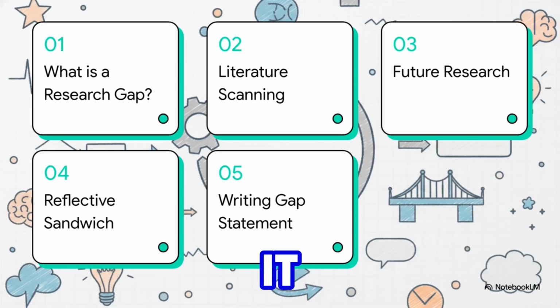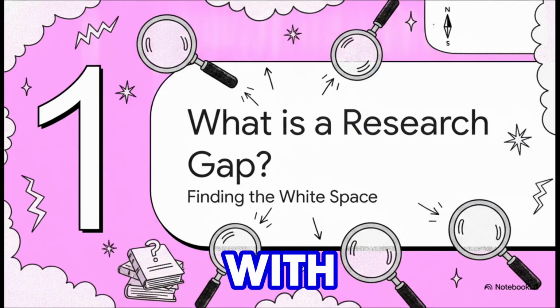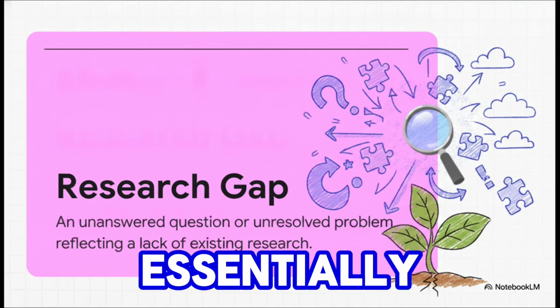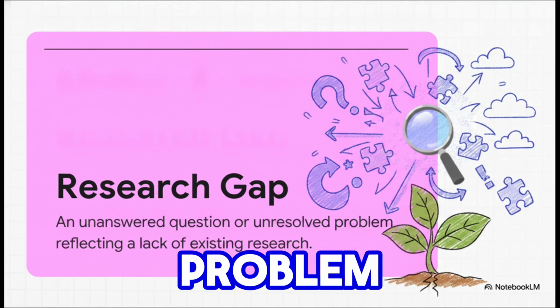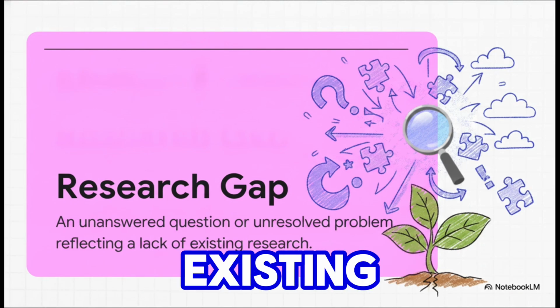Let's get to it. Okay, kicking things off with Section 1, what exactly is a research gap? Before we can go hunting for this white space, we kind of need to know what it looks like out there in the wild. A research gap is essentially an unanswered question or an unresolved problem in a field that reflects a lack of existing research.